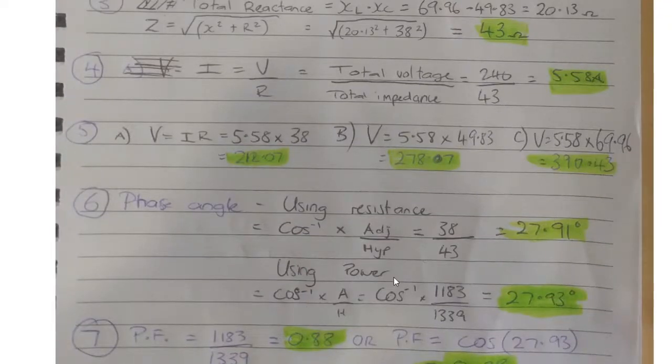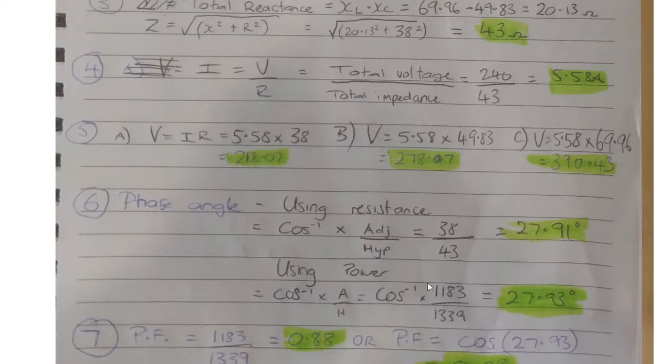Now I've also done it using power, so exactly the same formula, cos to the -1 times A over H, but in this case the adjacent I've used is the resistive power, true power, and the hypotenuse I've used is apparent power, so that's the total input power, the total power that we're paying for.